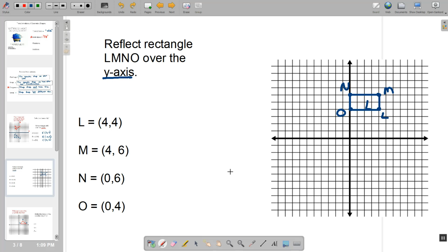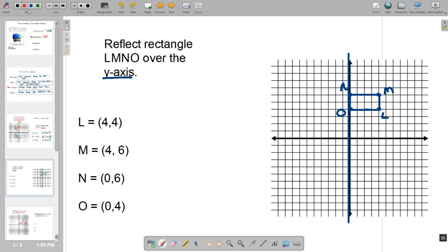Okay, so now we have our rectangle, and we need to flip it over the y-axis. And once again, if we make a y with our body, that will tell us what the y-axis looks like, which means it's right here through the middle. But we have a problem. Our points O and N are on the point of reflection.